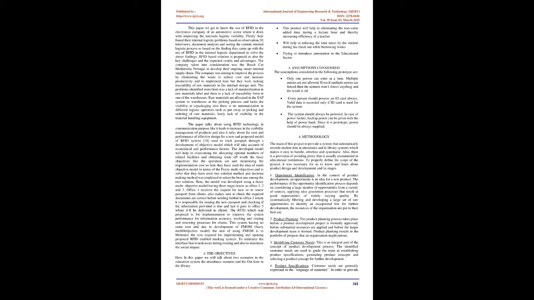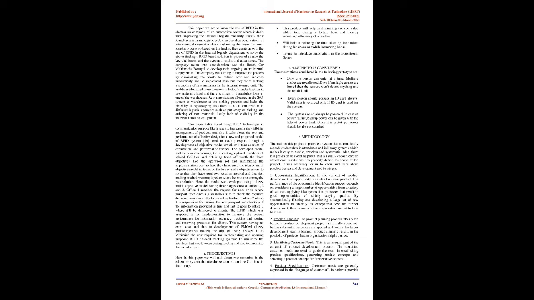Raw materials are allocated in the SAP system to the warehouse at the picking process and lack visibility at repackaging. Also there is no automation in different logistic operations such as put away or picking and ordering of raw materials. Lastly, there is a lack of visibility in the material handling equipment.